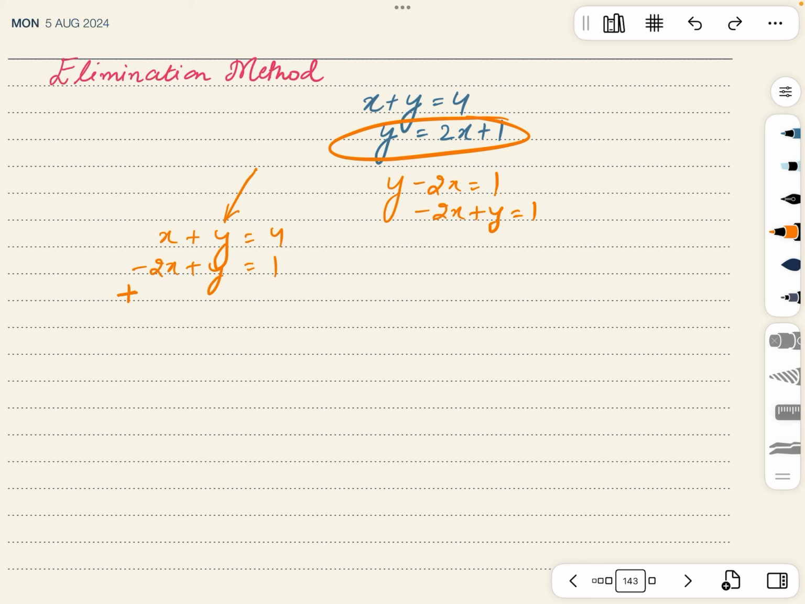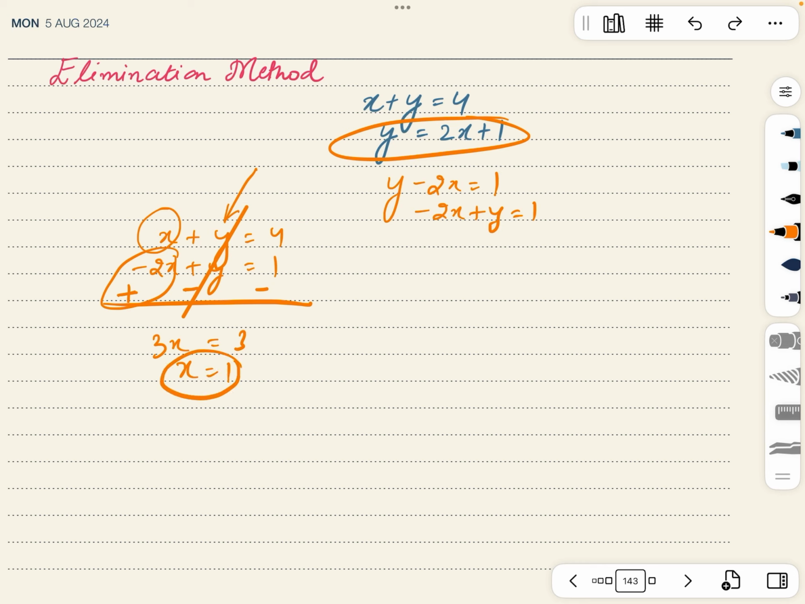So when we take away, we do the changes in the signs. So here we have changed the sign. So plus y by minus y got cancelled. And now we are left with x and plus 2x. So x plus 2x is 3x is equal to 4 take away 1, 3. x is equal to 1 again.